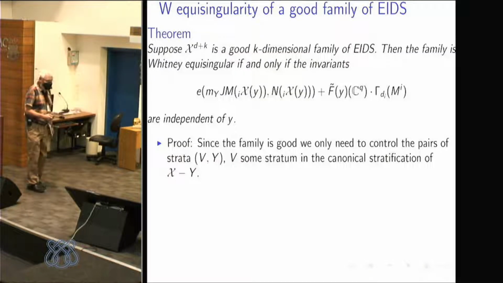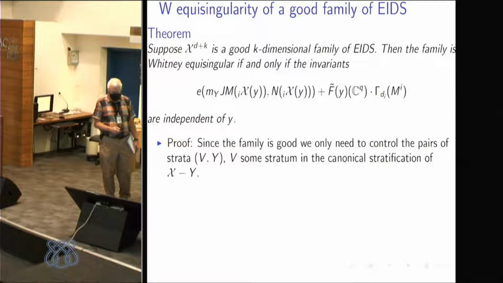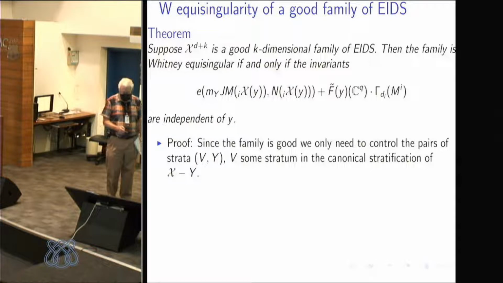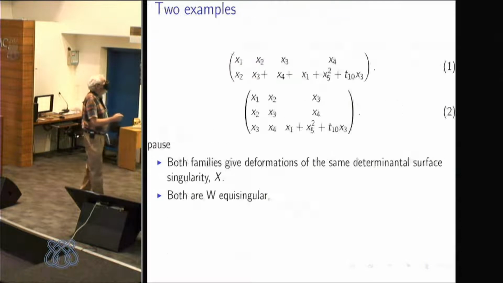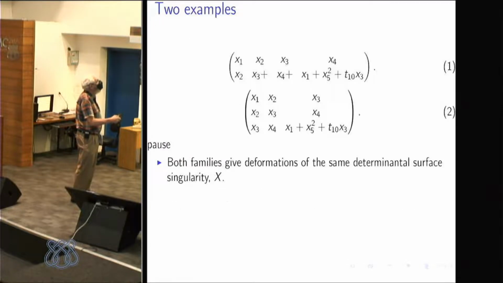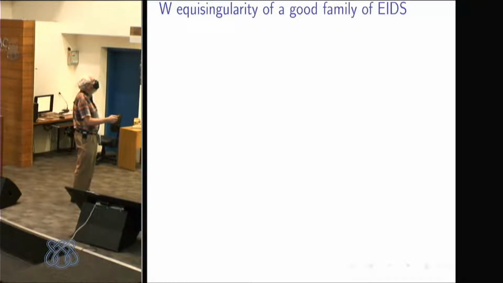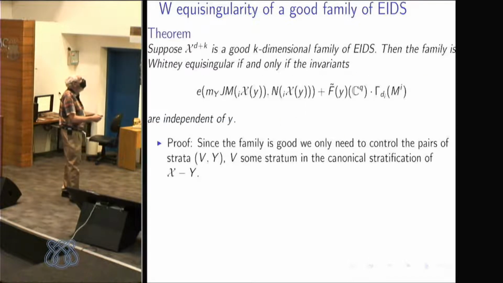So suppose we have a good k-dimensional family. Then the family is Whitney equisingular if and only if these invariants here are constant. The invariants I want are the multiplicity of the pair, and then I also want this intersection number, or the sum of these two numbers, actually.